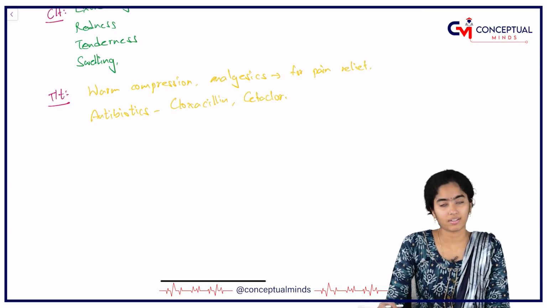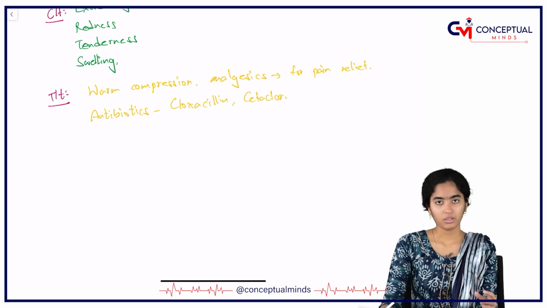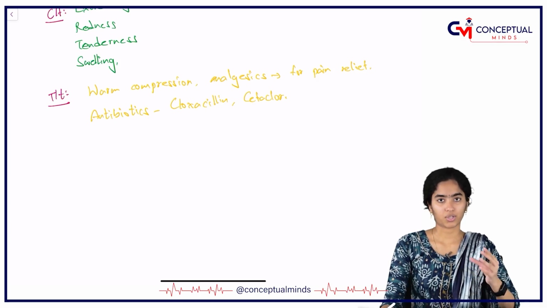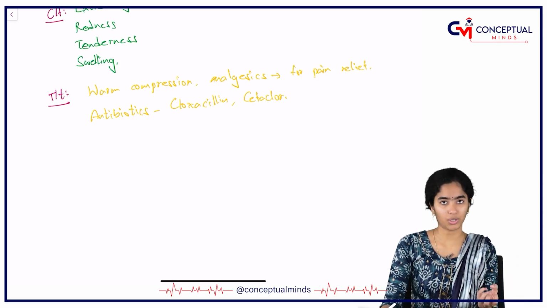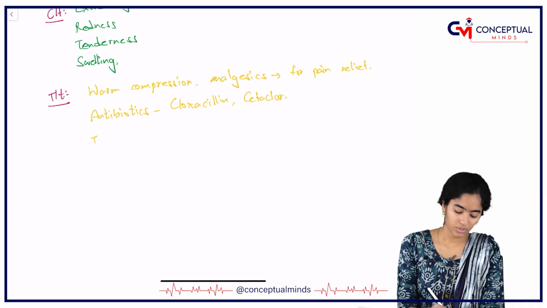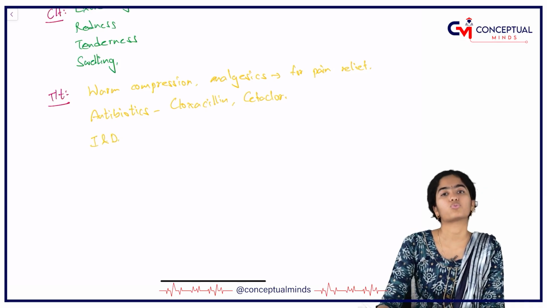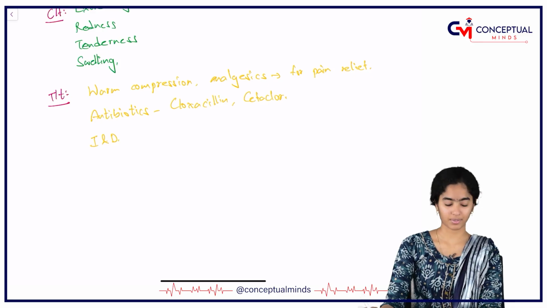Now, if it is a really big furuncle and if it is fluctuation positive and if it is well localized, then you can also plan an incision and drainage depending upon the size. Okay.